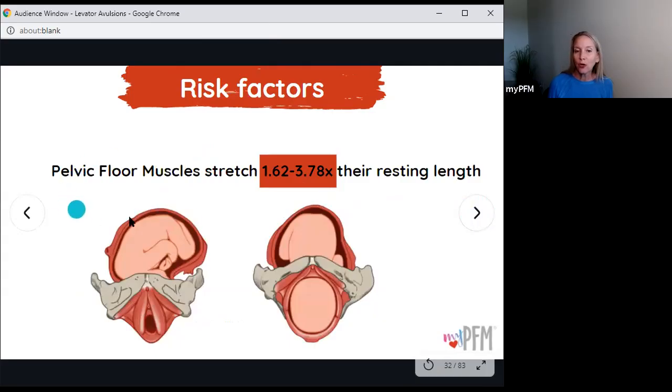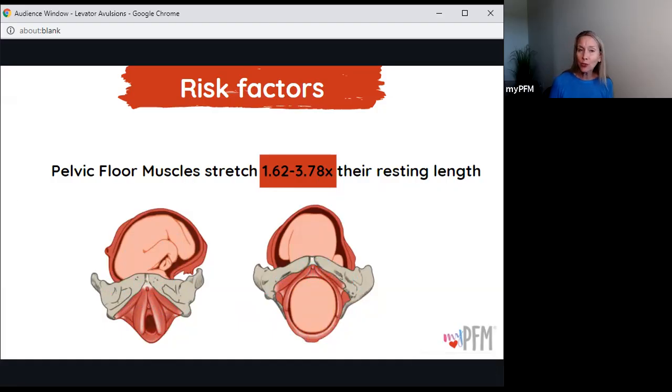Now, risk factors. Let's just talk a little bit about what happens to the pelvic floor muscles. They're a special group of muscles. They stretch from 1.62 to 3.78 times their resting length. So here is a bottom view of the pelvic floor. That's the vaginal opening. Here's the pubic bone. The baby is starting to enter that birth canal, and now the baby is crowning. Look at those pelvic floor muscles and the incredible amount of stretch that happens there.